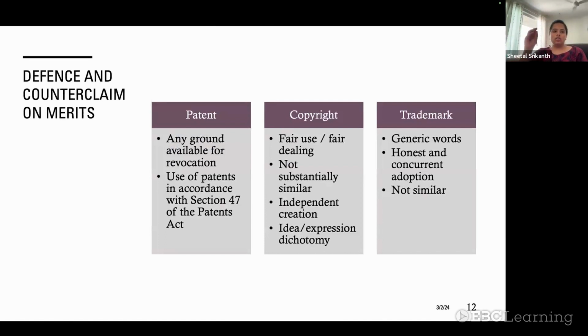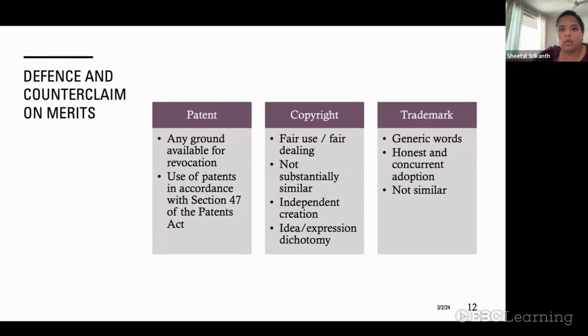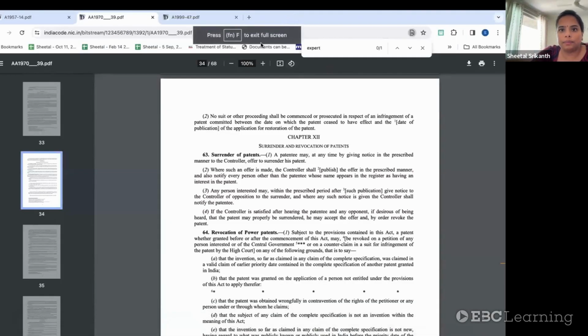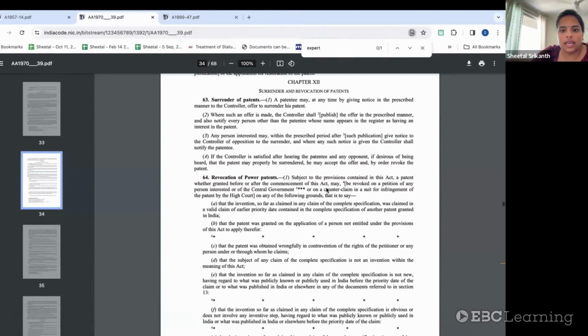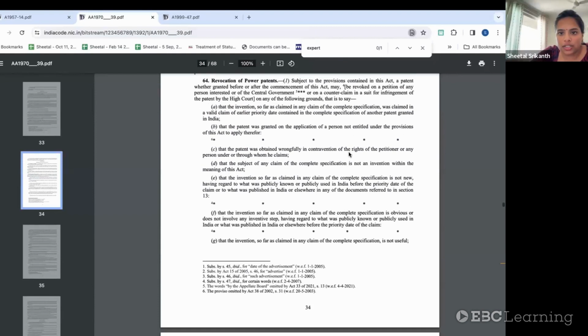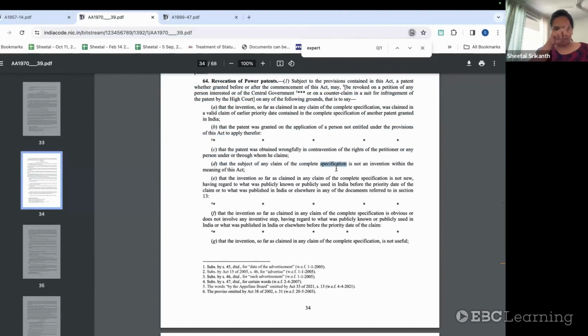Now, defenses have to also cover the merits of the matter. So in the case of a patent, the defenses that are available to a person who is alleged to have committed infringement are basically any grounds that are available to a person if he was seeking revocation of the patent, right? So you can see section 64 on the screen. A patent can be revoked on the following grounds. The same grounds are also available if you want to raise issues of invalidity in a lawsuit that has been brought against you in respect of that patent.